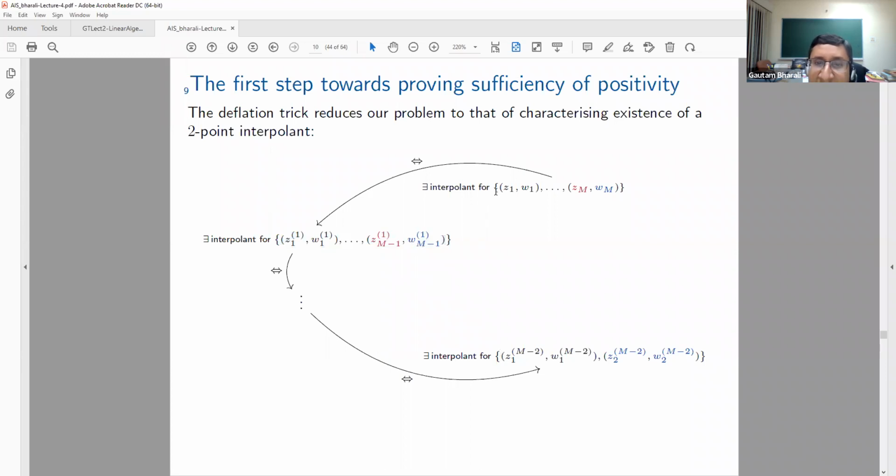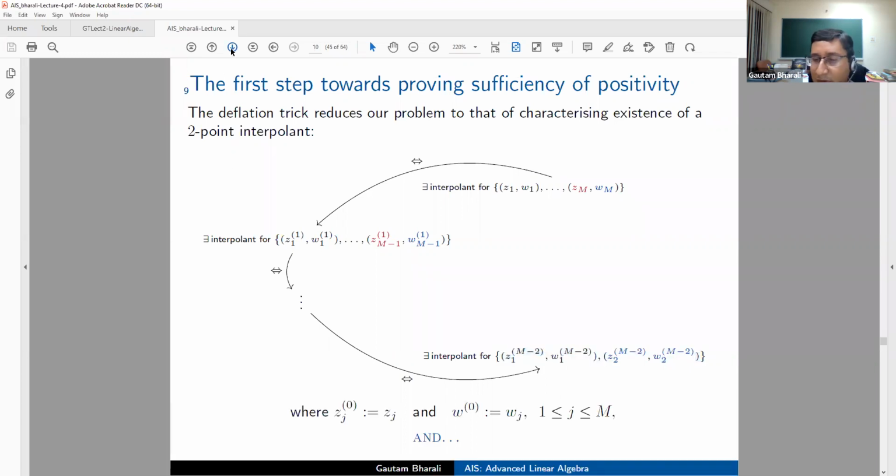And at the end, this data would determine a pair of Z1, a pair of Z's and W's for which you are reduced to determining whether or not there is an interpolant, which of course you know how to do, right? So that's how the deflation trick works. And I am now going to actually take motivation from this deflation trick to solve an associated linear algebra problem, a sequence of equivalences of positive semi-definiteness of quadratic forms, and that will deliver the proof.